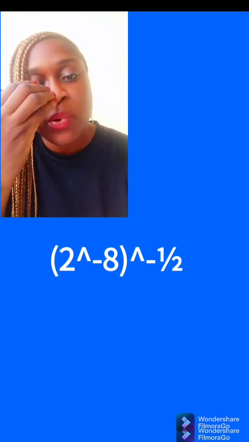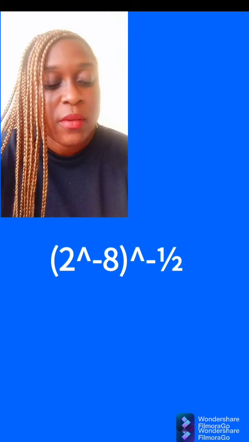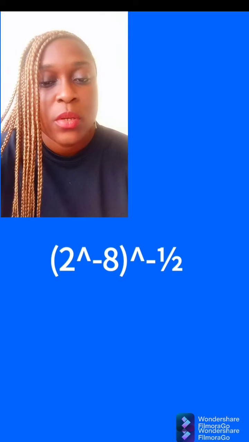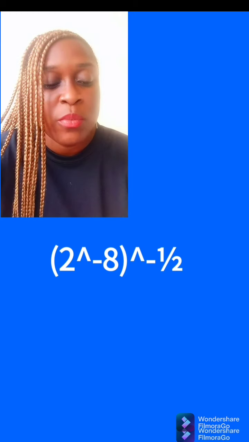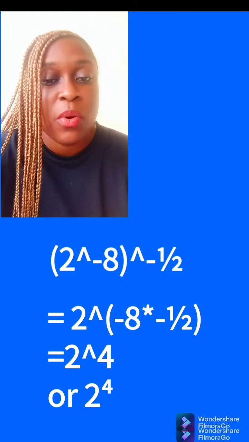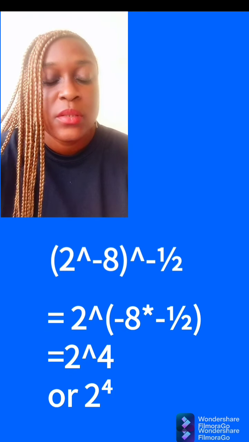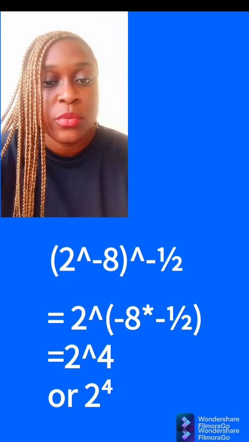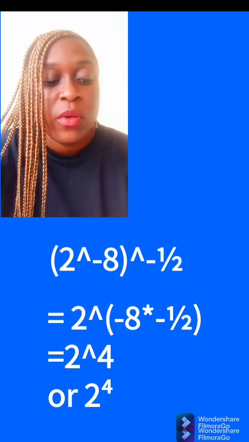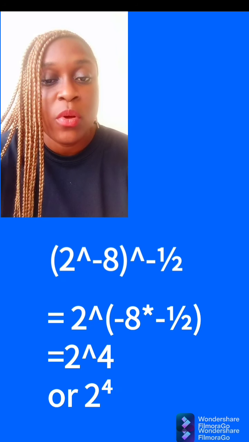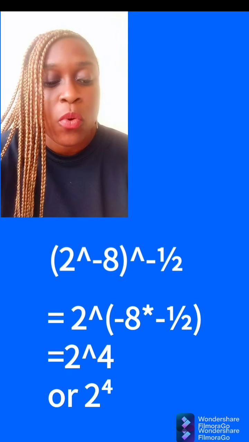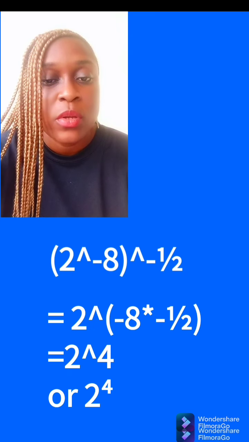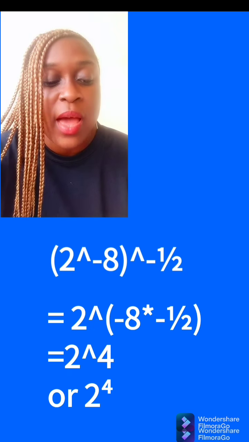Now I'll solve the second example, which is 2 raised to power minus 8 in brackets, minus 1 all over 2. So our answer will be 2 raised to power minus 8 times minus 1 all over 2. And you know that minus 8 times minus 1 all over 2, when you cancel 2 out of 8, or when you divide 8 by 2, you will have 4. So our answer will be 4. 2 raised to power 4 is our final answer.